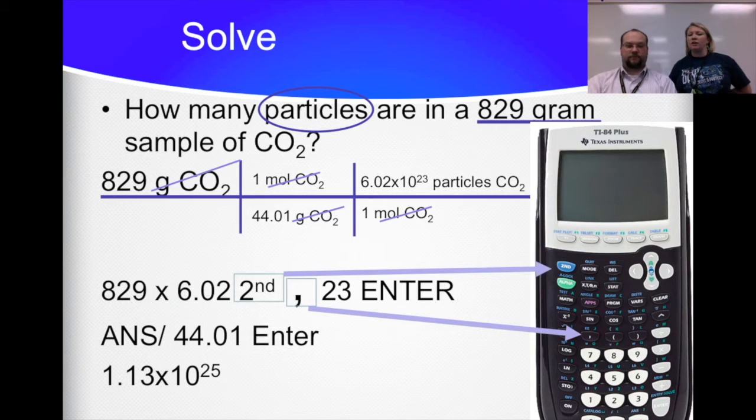Now, I screwed up here because what did I forget? Units. I did not put my units. We could be talking about toenails or earwax balls. It could be anything. So I need to make sure I put my units.